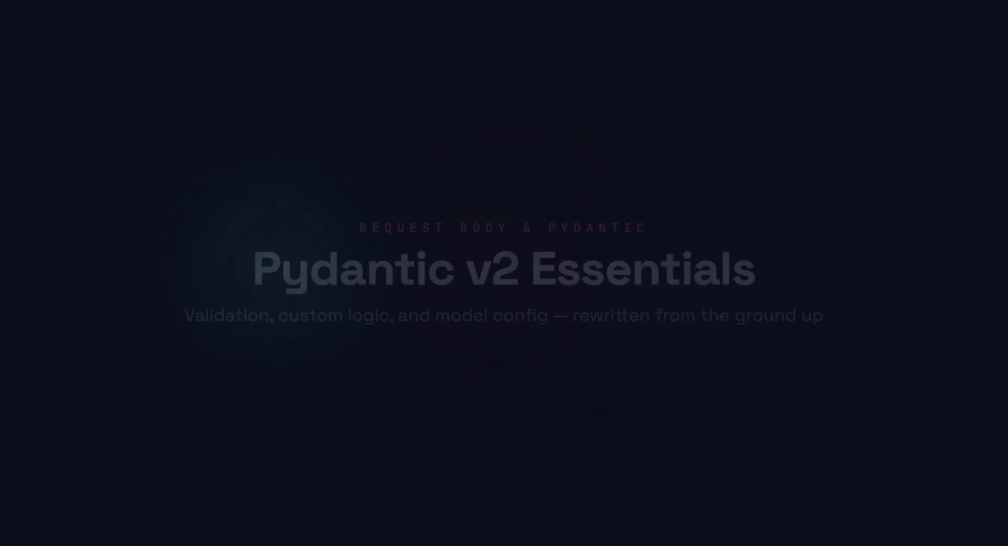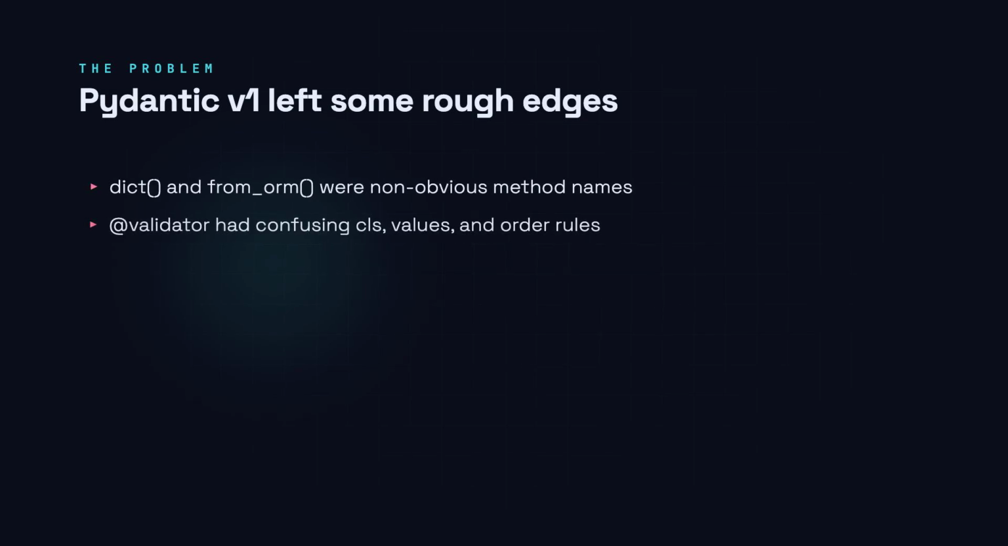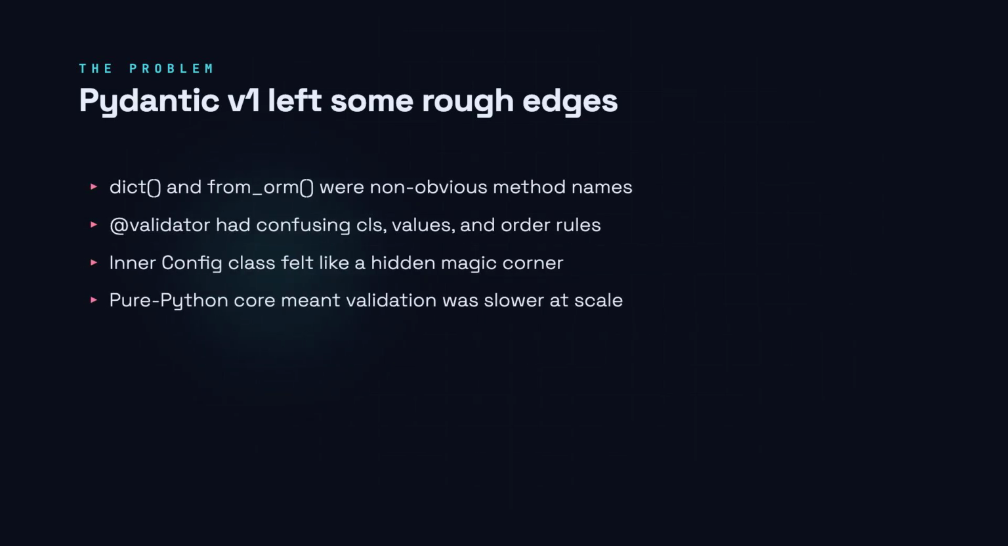confidently. In Pydantic version 1, to turn a model into a dictionary you call .dict, and to load one from an ORM object, you call from_orm. Custom field validation used the @validator decorator, but its argument ordering and the way it received already validated sibling fields was frequently surprising. All of that configuration, ORM mode, alias generators, extra field policy, lived inside a nested class called Config, which felt disconnected from the rest of Python. And because the validation engine was pure Python, it became a bottleneck in high-throughput services.